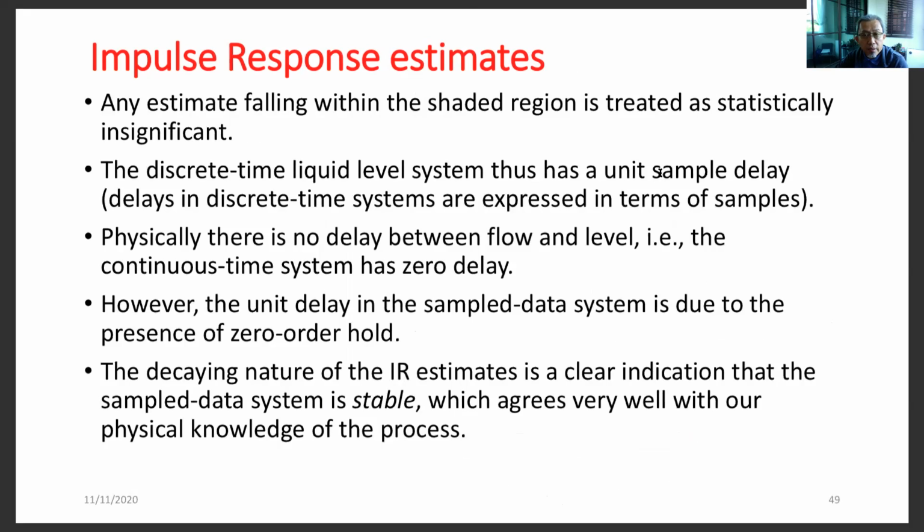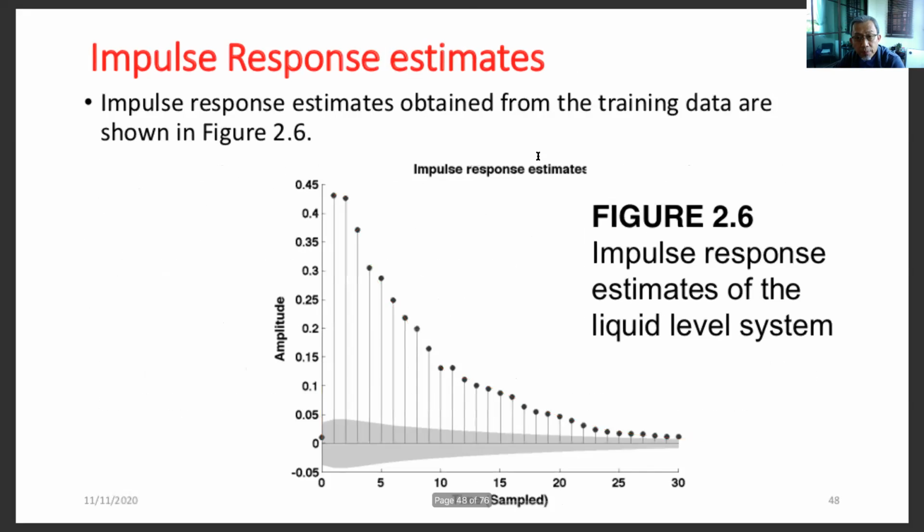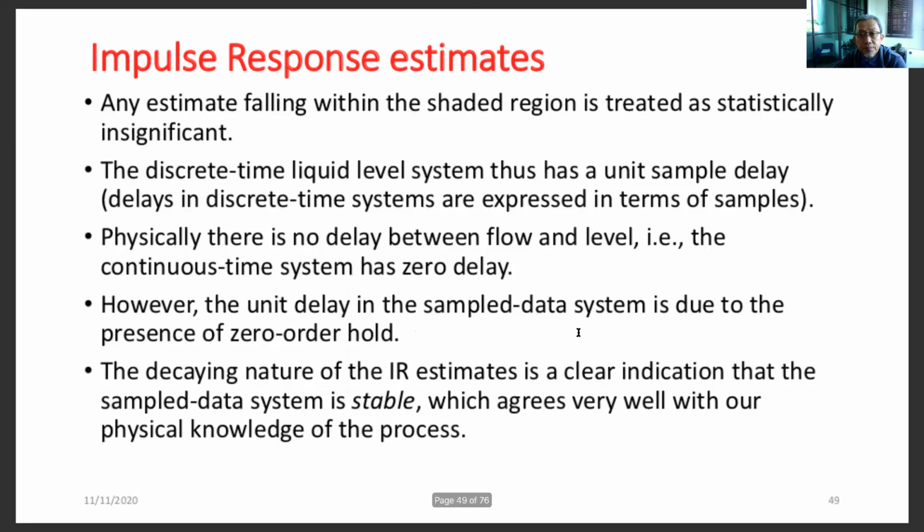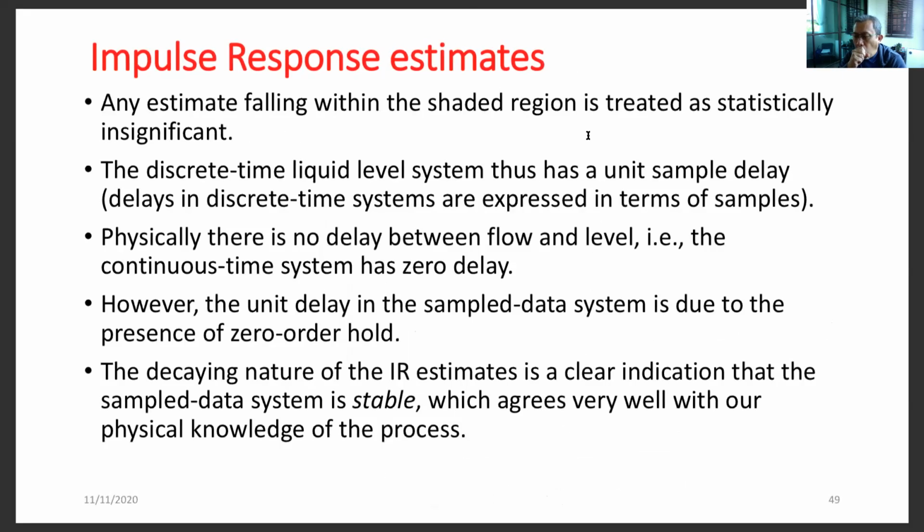So you can see that there are estimates falling within the shaded region, okay. This shaded region is treated as statistically insignificant. So this liquid level system has a unit sample delay, which is a delay in discrete time expressed in terms of samples. Physically, there is no delay between flow and level, i.e. the continuous time system has zero delay. However, the unit delay in the sampled data system is due to the presence of a zero order hold.